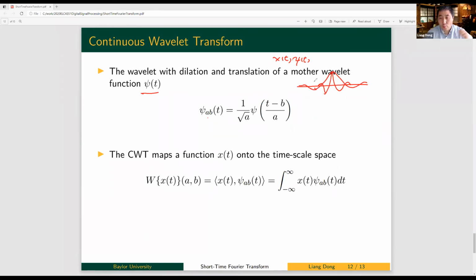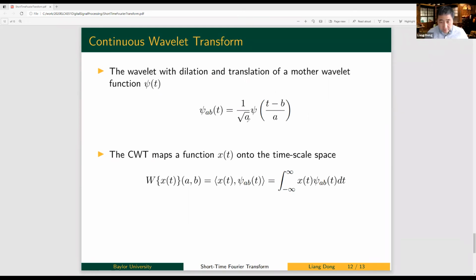And of course, this window will be extended. If you shrink this wavelet, it becomes very small, and your window size is shrunk. So this is what we mentioned, that's the feature that we want. And then we divide by square root of a just to normalize that, make sure the energy doesn't change. This wavelet energy doesn't change.